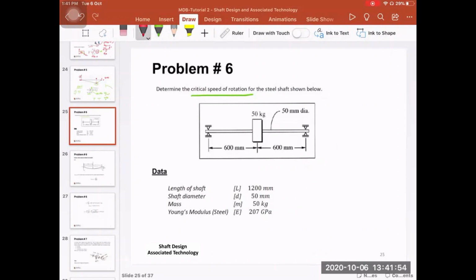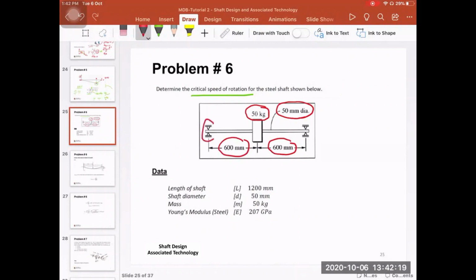So determine the critical speed of rotation for the steel shaft shown here. First, the diameter of the shaft is given. It's 50 millimeter. The mass of this gear or disk or pulley is given as 50 kilogram. The dimensions of the shaft are given. It's like 600 on each side.